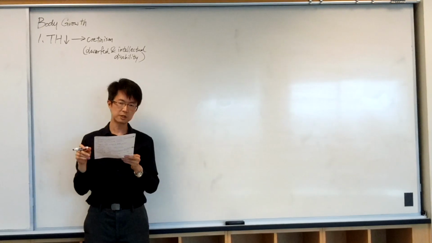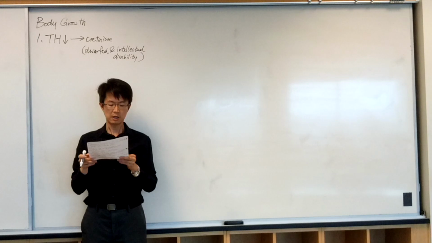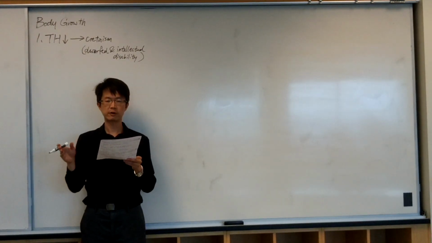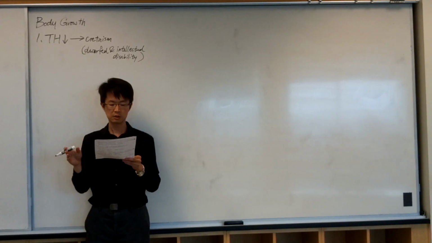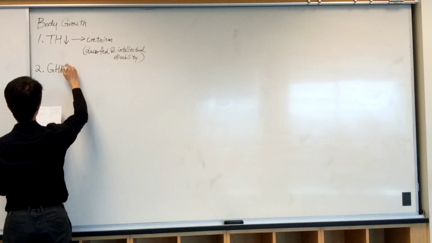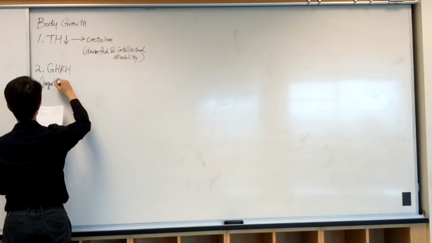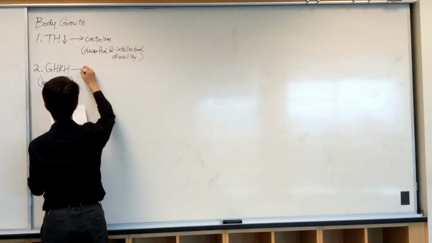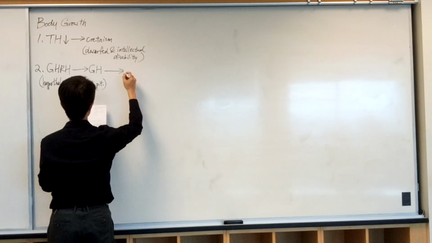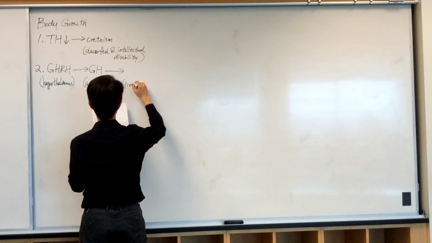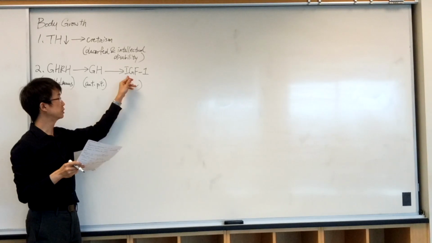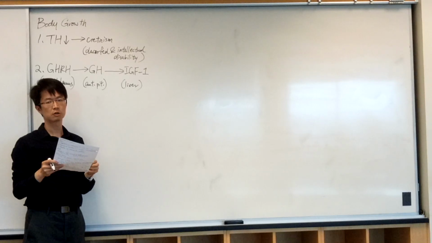And then, of course, when we talk about body growth, we should immediately think about growth hormone. Remember our endocrine system, the pathway: the hypothalamus, anterior pituitary, and then effector. So we'll have growth hormone-releasing hormone from the hypothalamus. It will stimulate the anterior pituitary to secrete growth hormone. And then growth hormone will stimulate the liver to secrete IGF-1. IGF-1 stands for insulin-like growth factor 1.